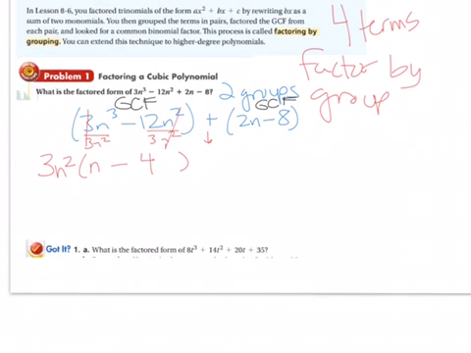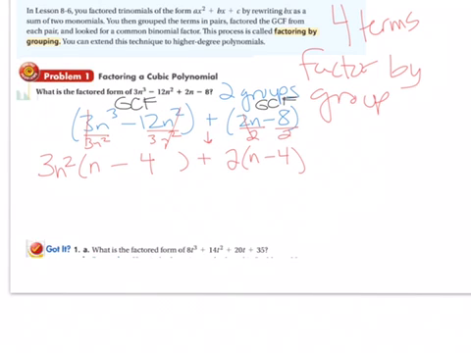I'm going to bring down this plus sign, and then I need the greatest common factor out of 2n minus 8. So the greatest common factor there is just a 2. I can't take an n out because this 8 does not have an n. So 2 over 2 goes away. I get n minus 8 divided by 2, or 4.